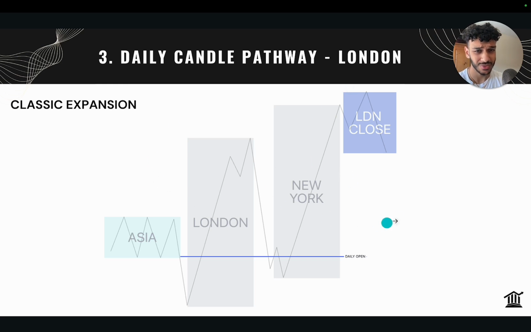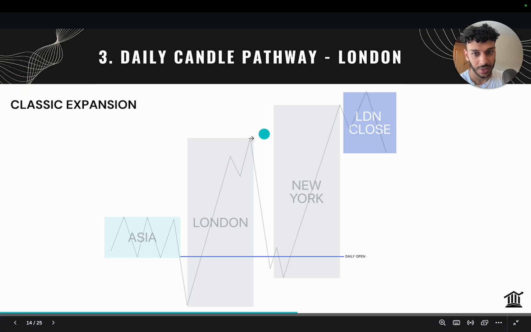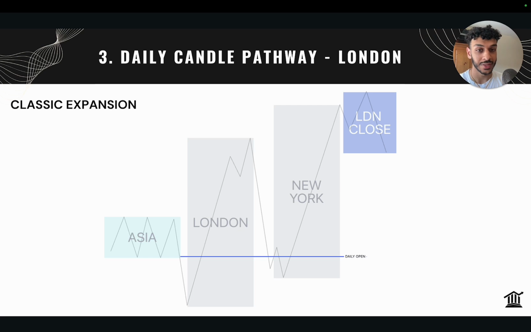Now this cycle is really overlooked. ICT drops these cycles throughout his mentorship, but I think this is really overlooked. I have talked in previous videos about profiling the daily, and this is how you actually do it, and this is how I personally do it. I have multiple cycles. This is one cycle.